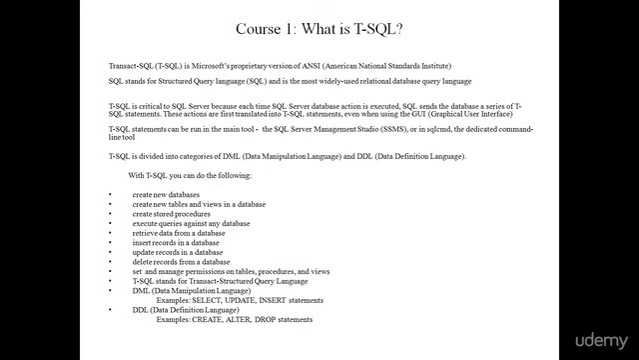T-SQL can be run in the main tool, and the main tool we'll be using is SSMS, which stands for SQL Server Management Studio. It can also be run in the SQL command line utility. T-SQL can be divided primarily into two categories. One is DML, the data manipulation language, and the other is DDL, which is data definition language. As you can see below, I've given you a couple of examples of what DML and DDL are. But more specifically, let's get into the next slide and see examples.